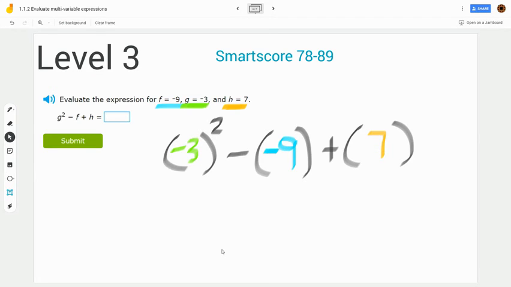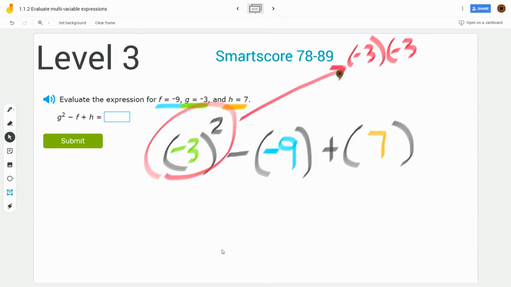Got to follow the order of operations, must do the exponent first, right? You would look inside the parentheses, but each of those is just a single number. So that means negative 3 times another negative 3. That's what that means. And that will be positive 9.